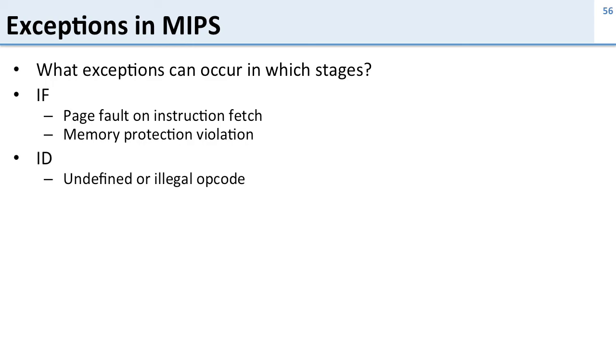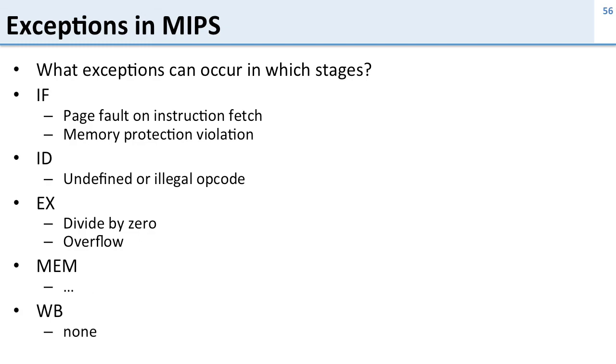You can also have a memory protection violation if you're trying to run code that's not your own. In instruction decode, you can have an undefined or illegal opcode. That is, you might have an invalid instruction. And this happens if your program's corrupted or if your program has been compiled for a newer processor that has newer instructions. In the execute stage, well, you're doing math operations, so you could have a divide by zero or an overflow. We'll get to the memory stage in a minute.